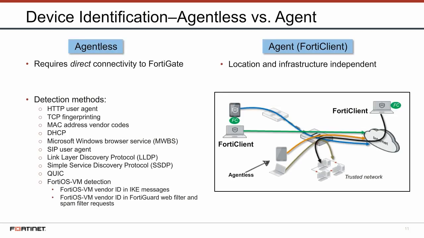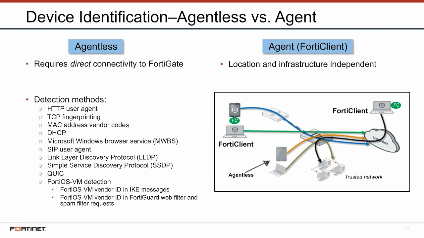There are two device identification techniques, with an agent and without an agent, agentless. Agentless uses traffic from the device. Devices are indexed by their MAC address, and there are various ways to identify devices, such as HTTP User Agent Header, TCP Fingerprint, MAC Address OUI, FortiOS-VM detection methods, to name a few.